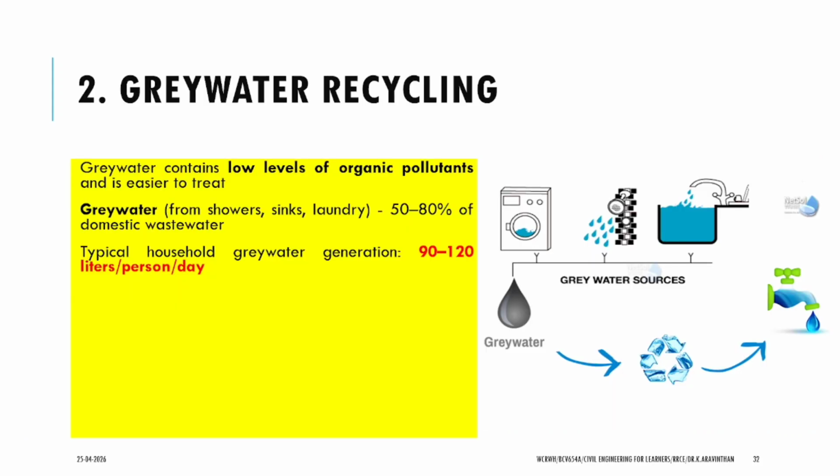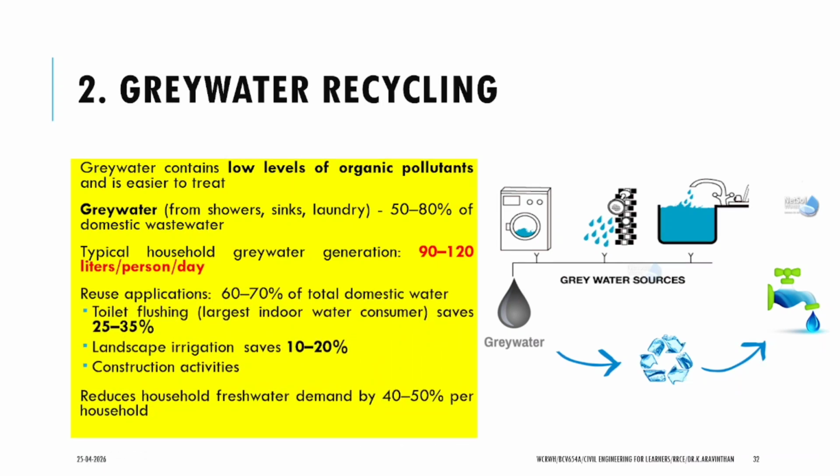Grey water recycling from laundries, showers, and the kitchen. From these three areas, 50 to 80% of domestic water can be reused. Typically 90 to 120 liters per day of grey water is generated. Only for these purposes is this water being used. Now this water can be used for landscaping and irrigation, which saves 10 to 20% of water.